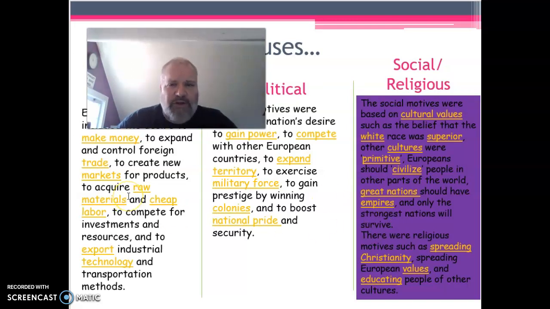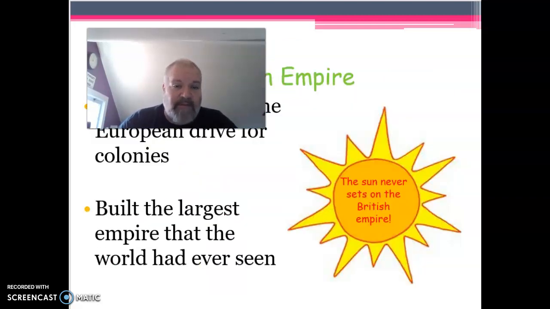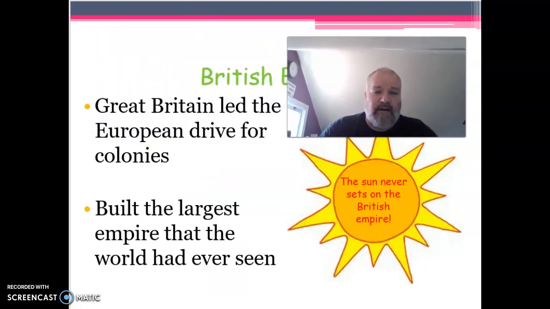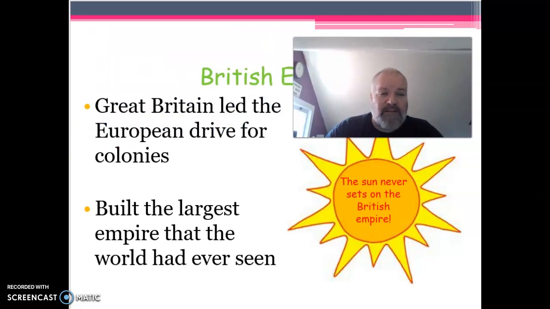Okay, so think of Christian missionaries, which is super dangerous to do. Go into another part of the world, you don't know the culture, you don't speak the language, and you're going to go and spread the faith with no weapons. So there's that part, the social and religious parts of it too.